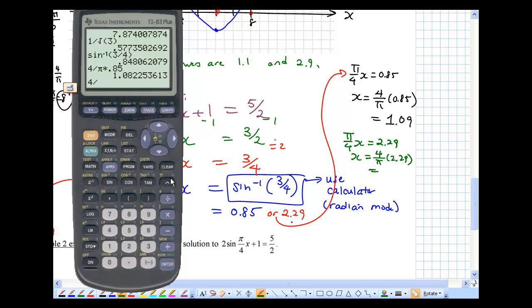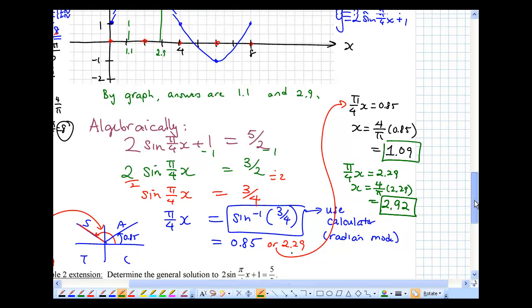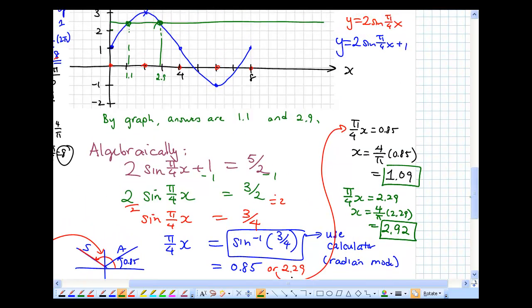4 divided by pi times 2.29, and voila, 2.92. Hey, these are the algebraic answers. And if you compare that with my graphical answers, whoa, that's pretty close. Yay. I like it when the picture matches algebra. It makes me feel good that there's still sense in this world.